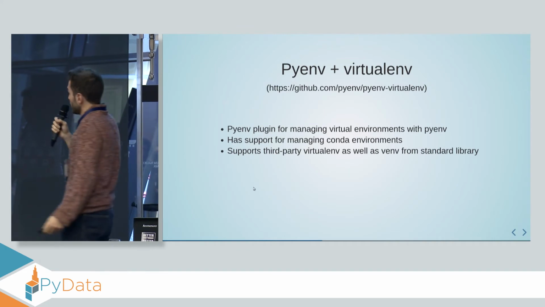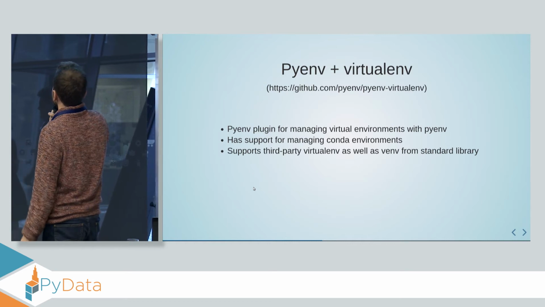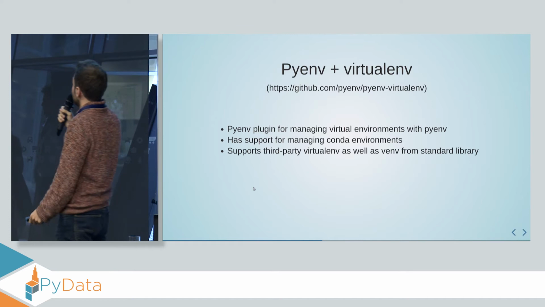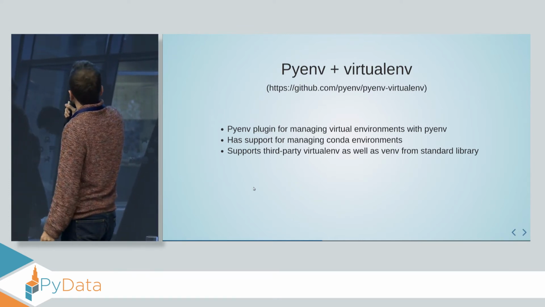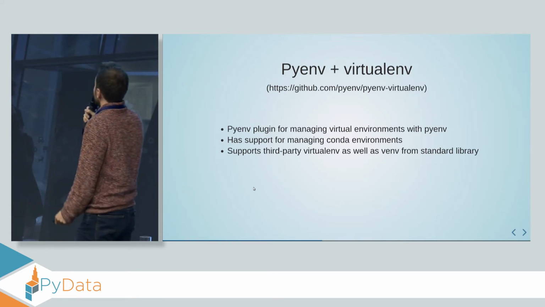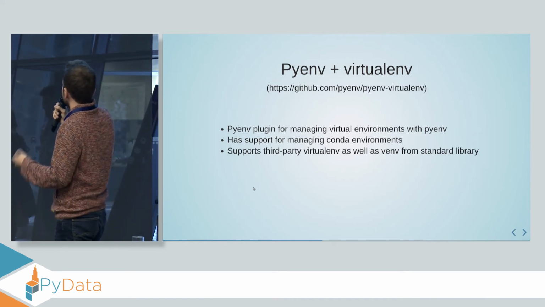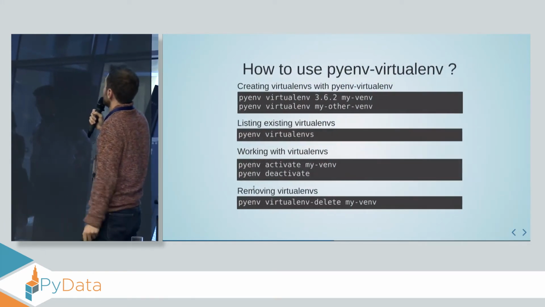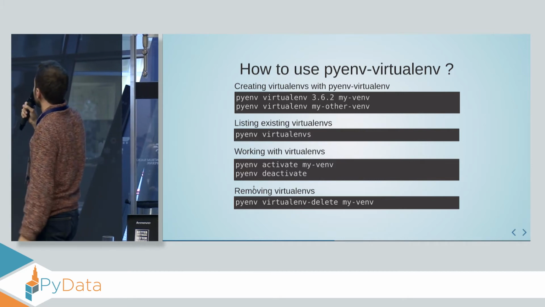But to simplify things, there is a plugin called pyenv-virtualenv, which integrates virtualenv with pyenv, so we can create virtualenvs from pyenv. It also has support for managing conda environments that I will be mentioning in a bit, and it works with the virtualenv installed from pip as well as the one that is a part of the standard library. The commands to use it are quite straightforward as well.